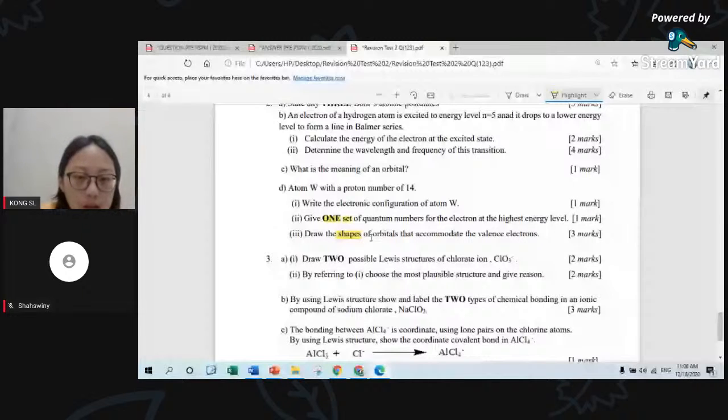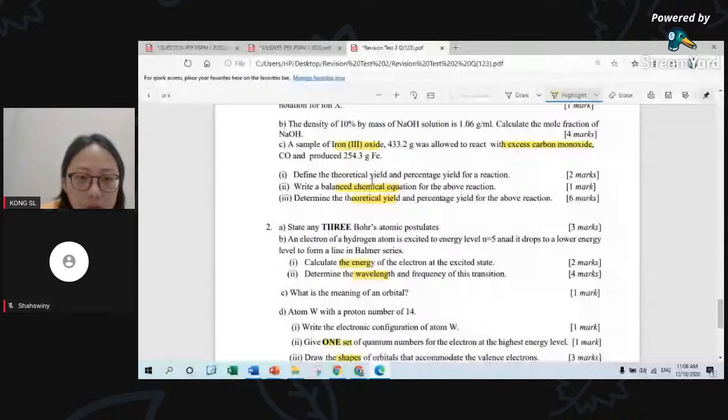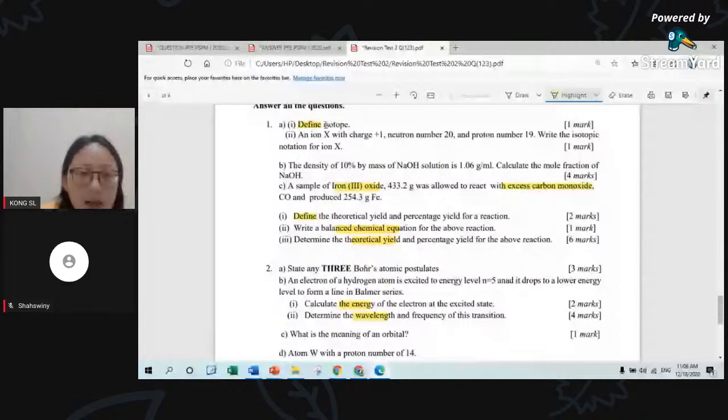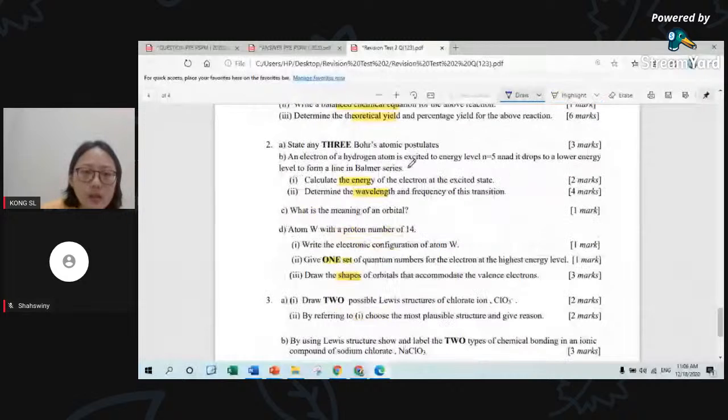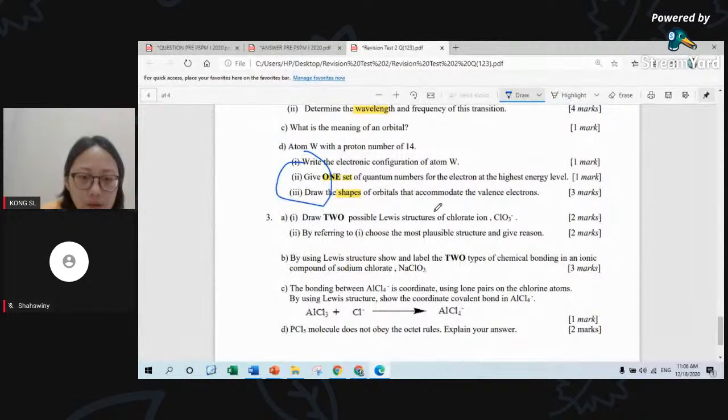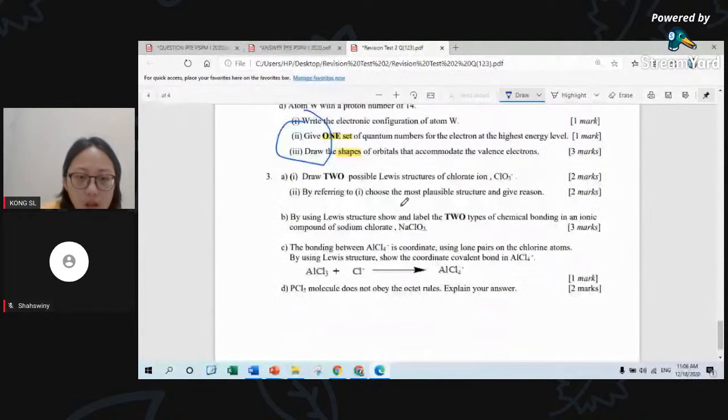I want to discuss this question. The wavelength no need, energy no need, theoretical no need, balance equation no problem, define no problem. Never mind, this one we'll discuss later. Okay, so I need to discuss this one. This one no problem. This one you have to explain as well. If you look at my question, I didn't explain, so you have to explain why this one does not obey the octet rule because it is expanded. Why expanded? More than 8 valence electrons and it has empty d orbitals.